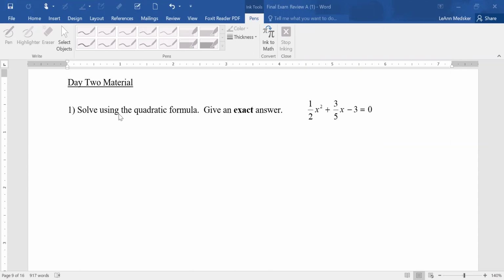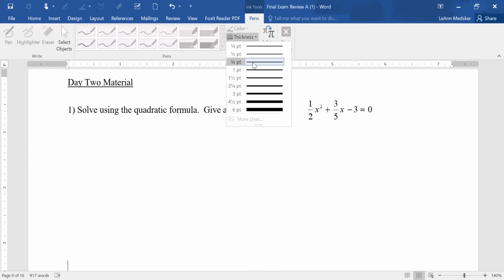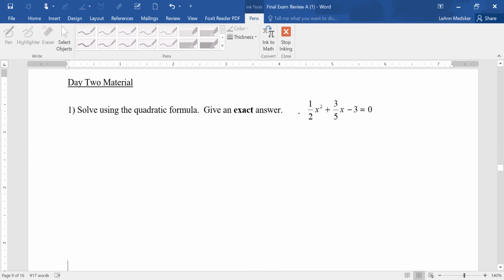So this first one says solve using the quadratic equation or formula. Give an exact answer. That means no decimals or rounding of any kind. So the problem is that when you want to do the quadratic formula, you need to remember your formula. First of all, it's x equals negative b plus or minus square root b squared minus 4ac all over 2a.